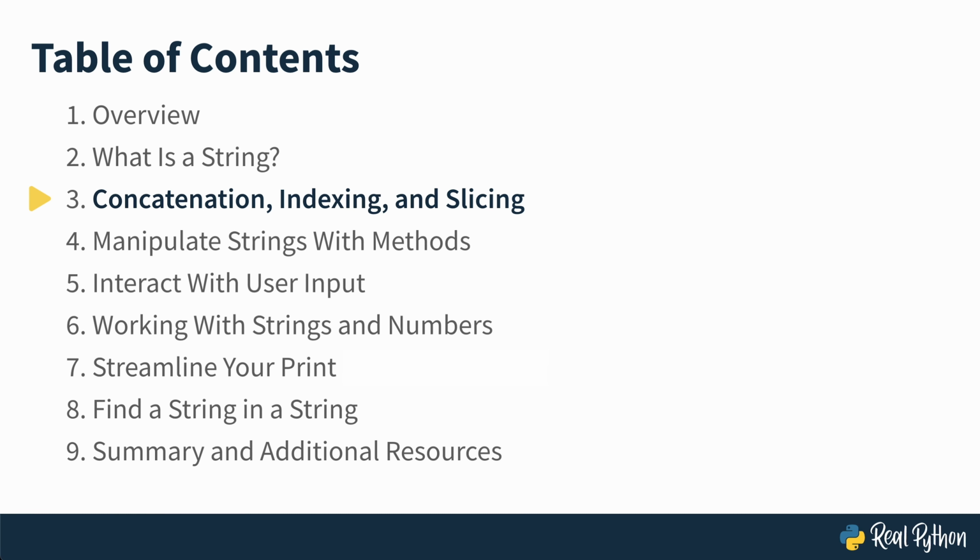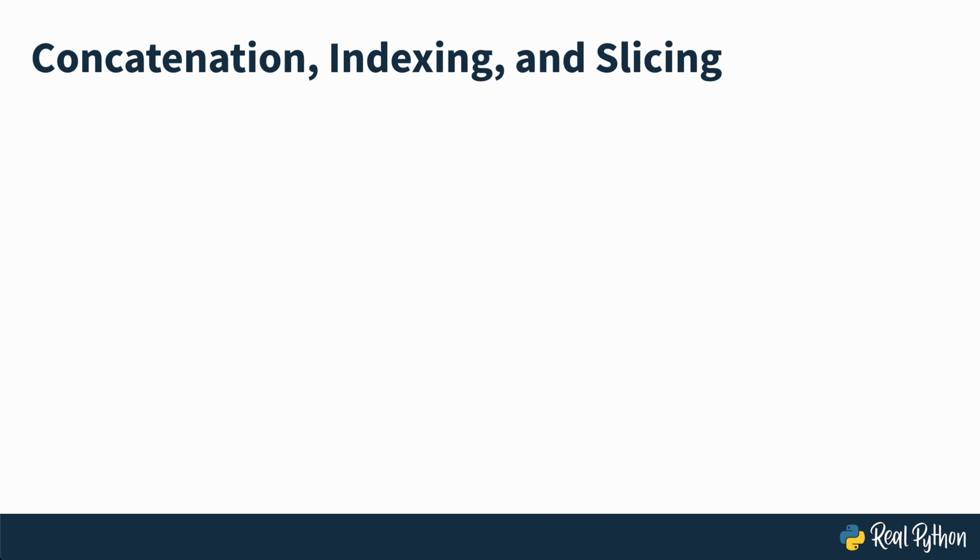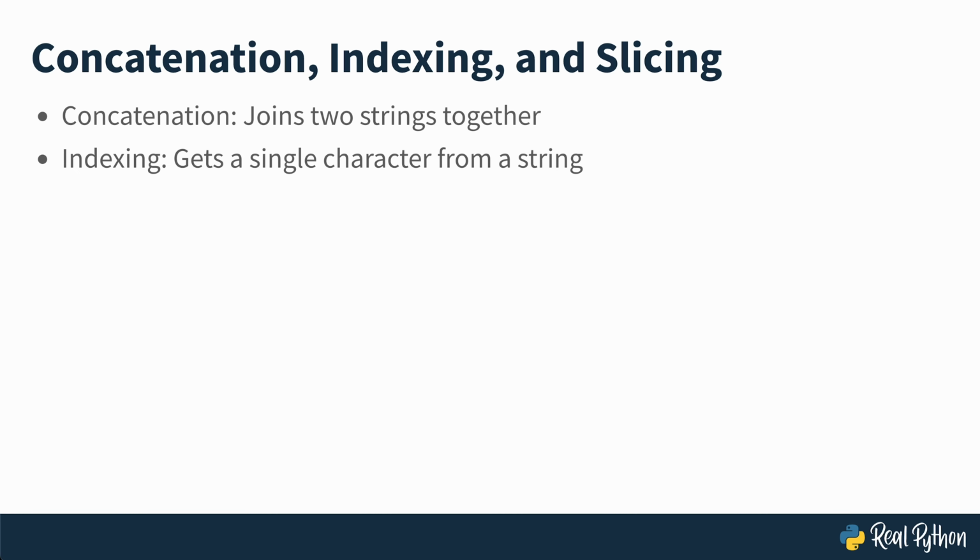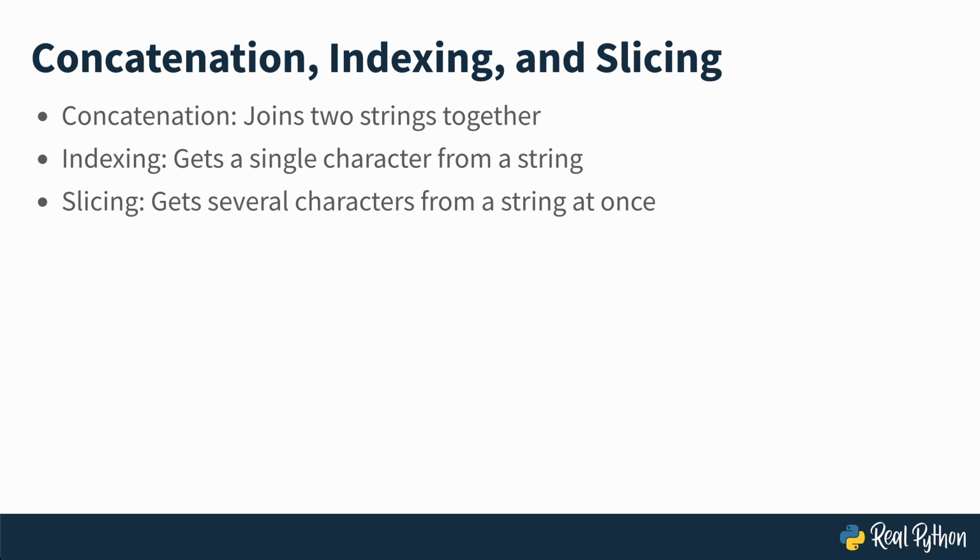In the previous lesson, you learned all about creating strings and writing out string literals. In this lesson, you're going to learn about concatenation, indexing, and slicing. 3 basic string operations. Concatenation joins 2 strings together. Indexing gets a single character from a string. And slicing gets several characters from a string at once.